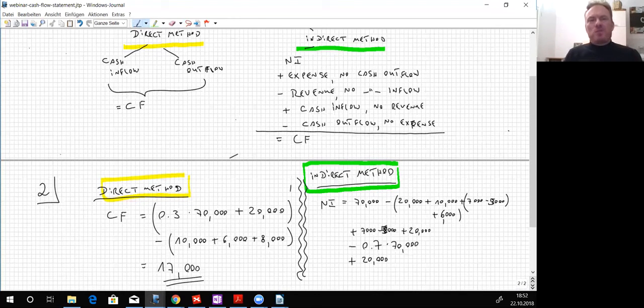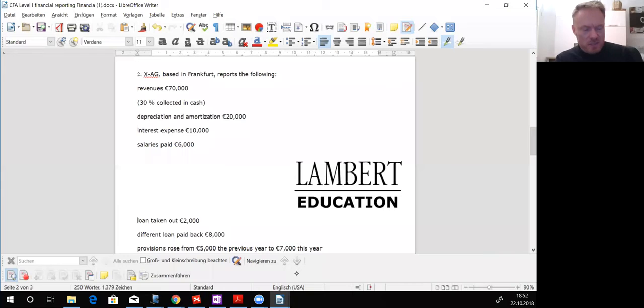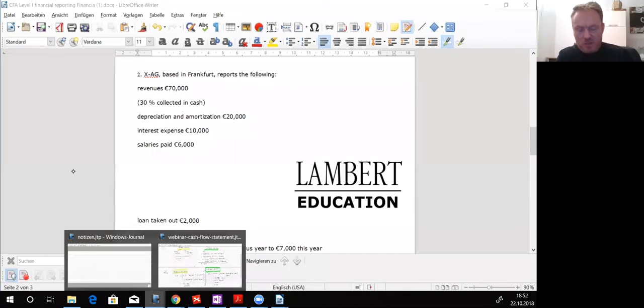So we've taken out 20,000 euros from our bank. Our bank was very kind to us and gave us the opportunity to have 20,000 euros. But we paid 8,000. What was that again? 8,000 euros were paid back on a different loan. So we're talking about two different loans here.